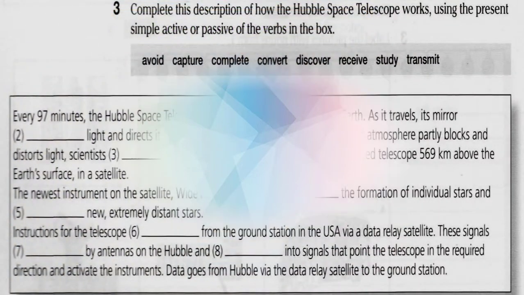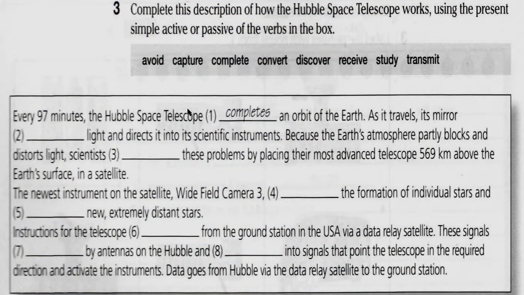Now please open your workbook, page 12, exercise 3. In this exercise, we have to complete this description of how the Hubble Space Telescope works using the present simple, active or passive, of the verbs in the box. You have to use these verbs into present simple, whether active or passive. Stop the video and try to complete the description. When you finish, please play the video again to check your answers.